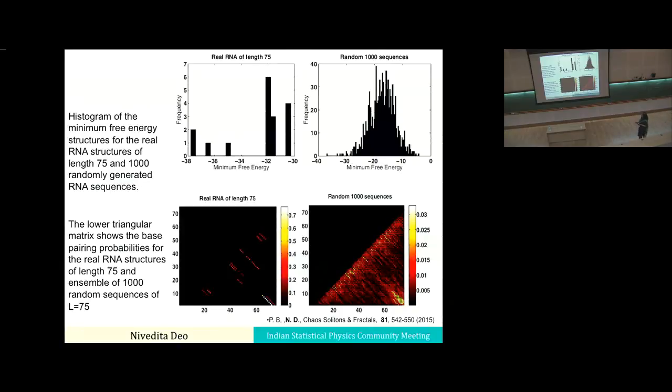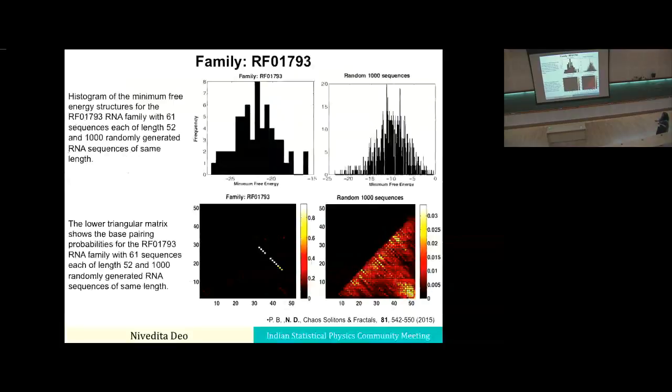Now, here is a picture of how the bases are paired, the pairing probabilities of the real RNA of these 75, and it is compared with the random sequence of 1,000 RNA. This is a comparison, and this is for a particular family, in which we've taken 61 sequences.